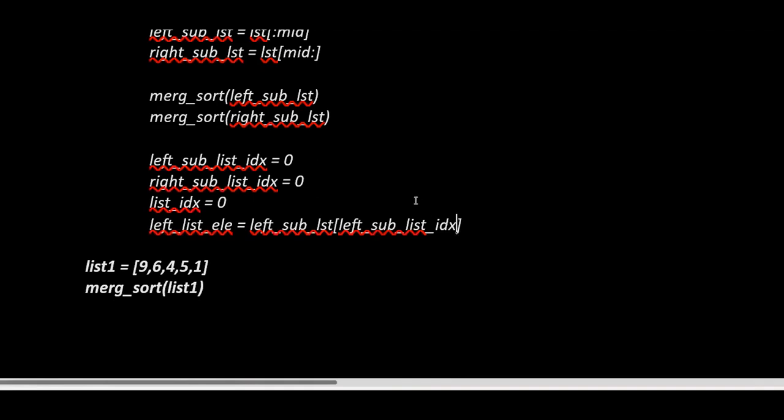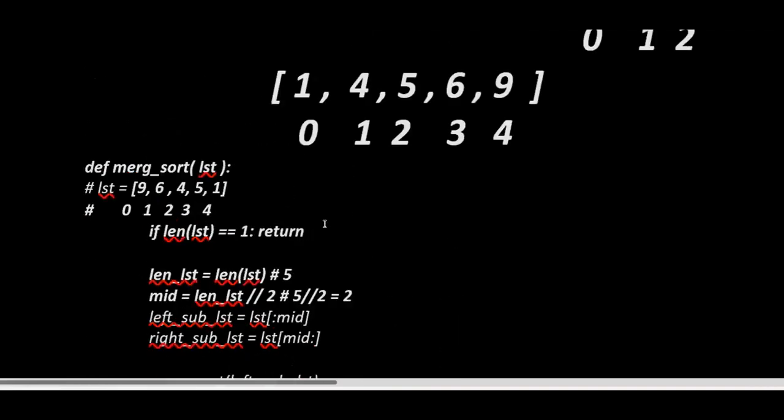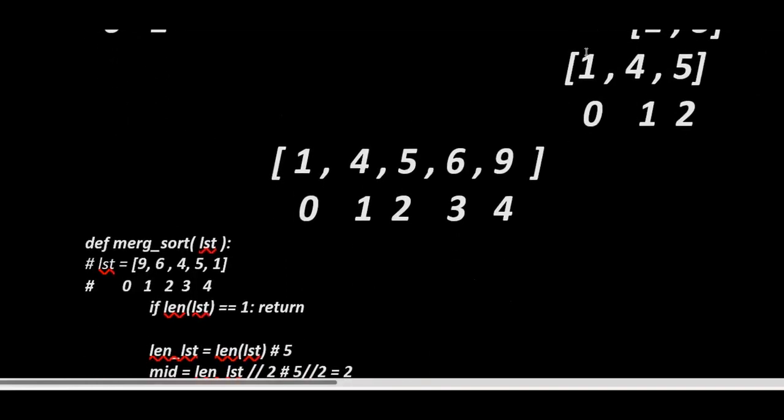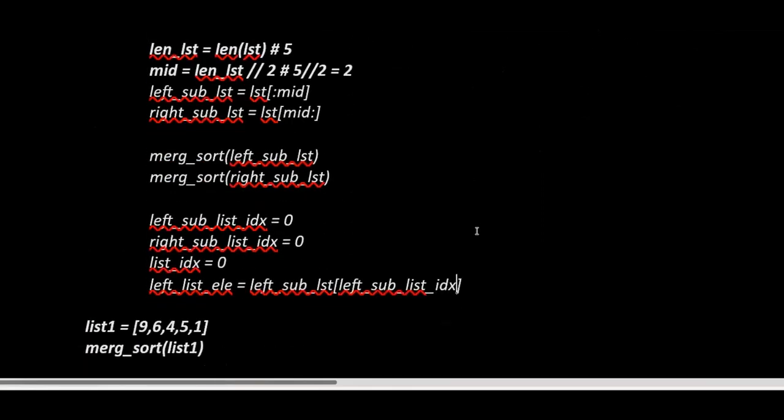So from the left sublist index and left sublist, I can pick the element which is the first element present in the left sublist. Similarly, if I want to pick the right sublist element, how do I pick? I can pick by using the index of the right sublist. So I can write the same thing to pick the right sublist element.